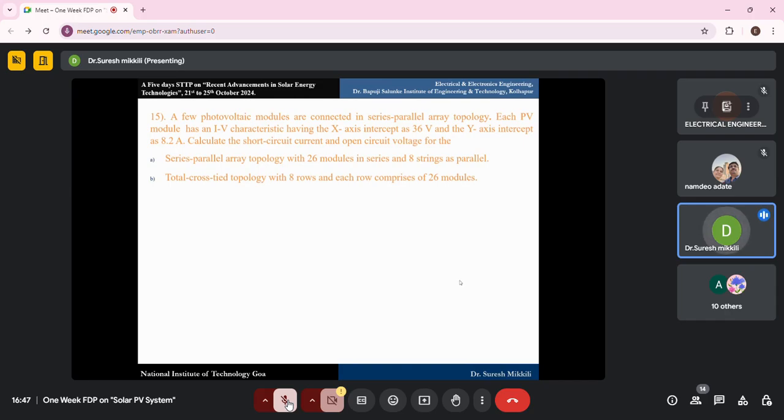A few photovoltaic modules are connected in a series parallel array. Each PV module has an IV characteristic where the x-axis intercept is 36 volts and the y-axis intercept is 8.2 amperes. Now we need to calculate the short circuit current and open circuit voltage when the series parallel array has 26 modules in series and 8 strings in parallel. Can you tell me?